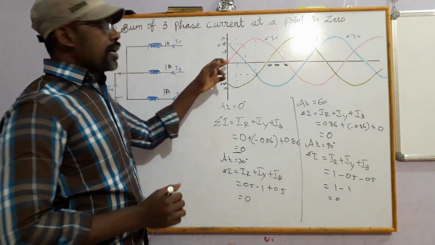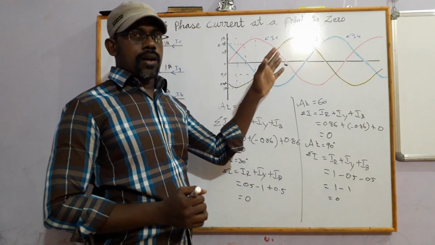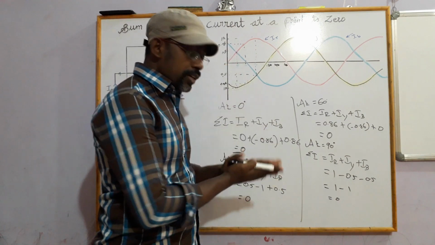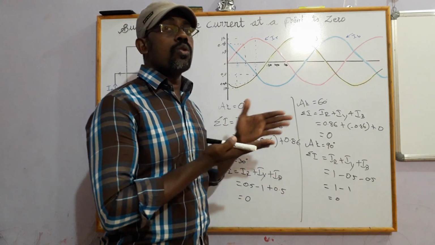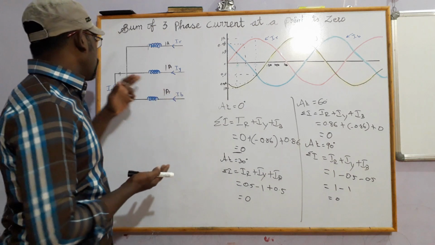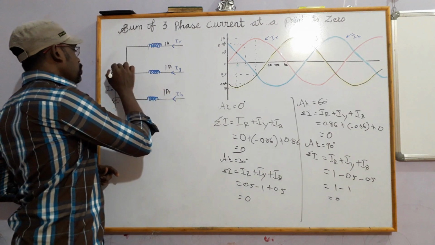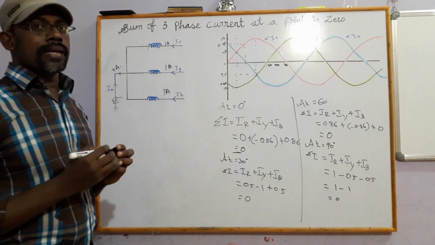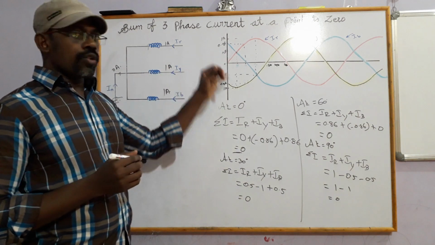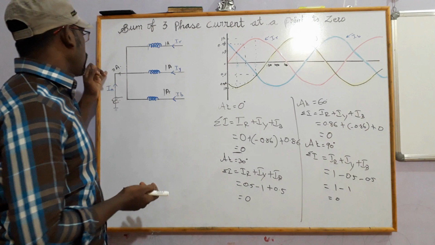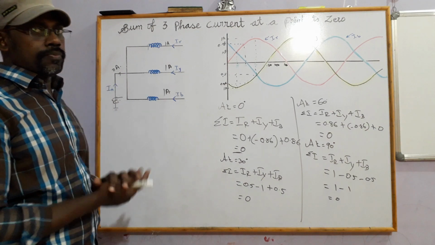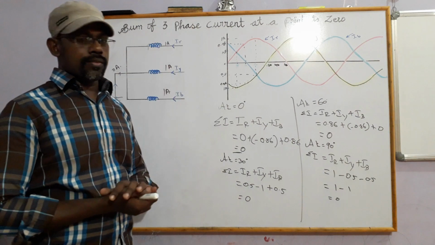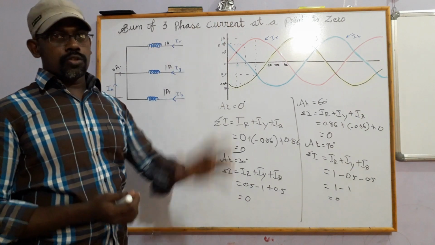Like this, if you take any point in the waveform, at a particular point, when all three phases are added together, it forms 0. Due to that, the neutral has 0 amps when all three phases are balanced at 120-degree phase shift. This is the concept behind the sum of the phases at a point being 0.